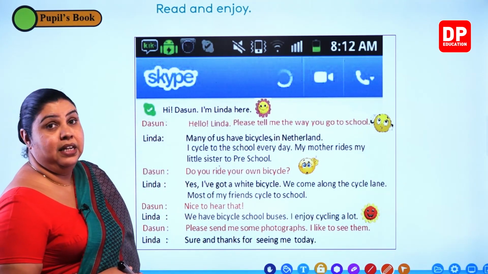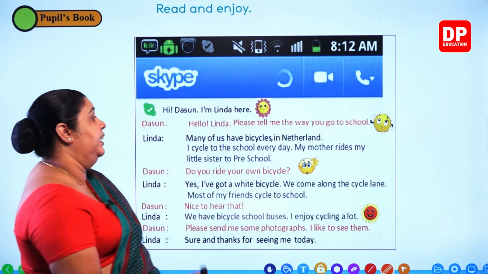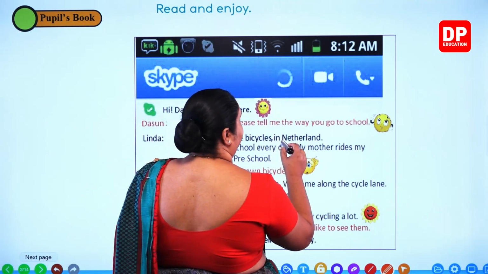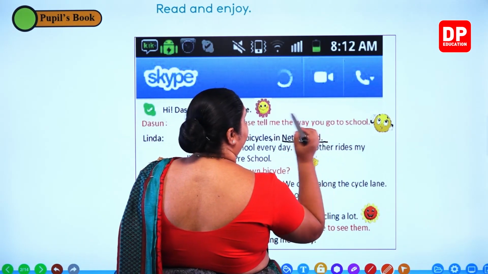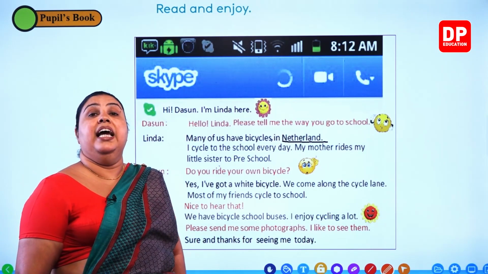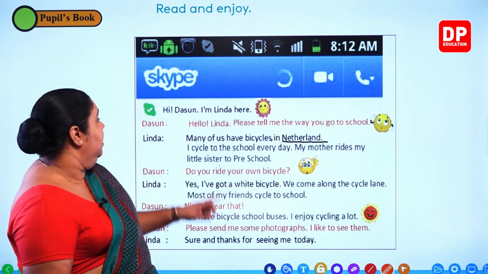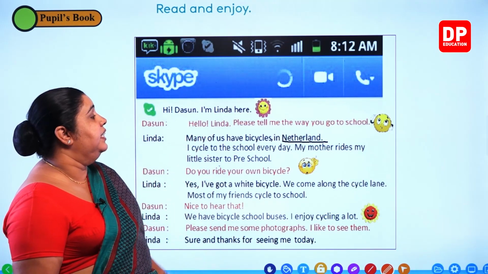Then Linda says, many of us have bicycles in Netherlands. දැන් මේ Linda ඉන්නේ මොන රටේද පුතේ? නෙදර්ලන්ඩ් වල, නෙදර්ලන්තයේ. නෙදර්ලන්ඩ් කියලා කියන්නේ රටක් නේද? වෙන රටක්. Netherlands. Many of us have bicycles in Netherlands.